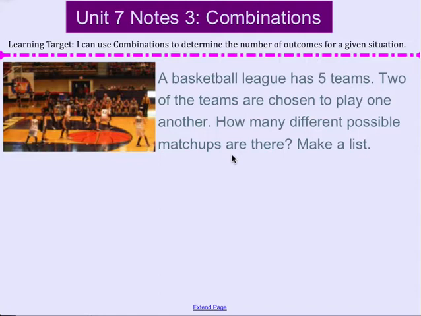Today we're going to be doing Unit 7, Notes 3. So we're going to be talking about combinations, which is similar to permutations, but has a little bit of a different meaning. So let's talk about a basketball league, and it's going to have 5 teams. Let's call those teams A, B, C, D, and E. How many different possible matchups are there?